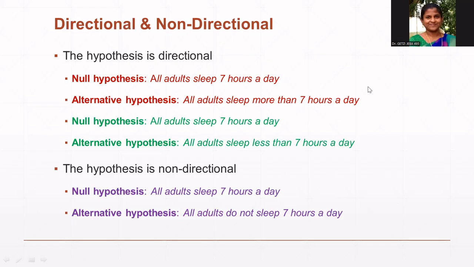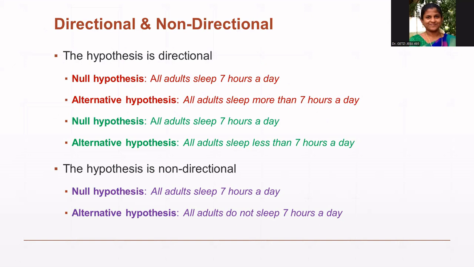So it is right side. Okay, it is, I say, more than. So the null hypothesis says all adults sleep 7 hours a day. The alternate hypothesis can be all adults sleep less than 7 hours a day. So it is left side.